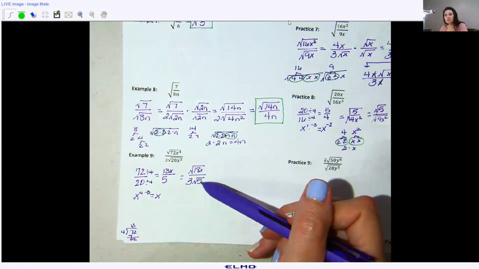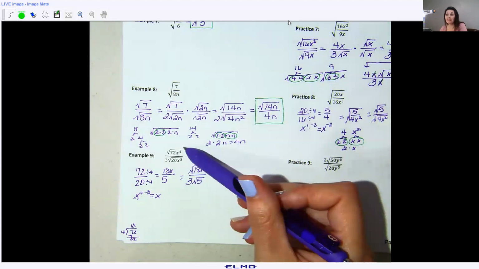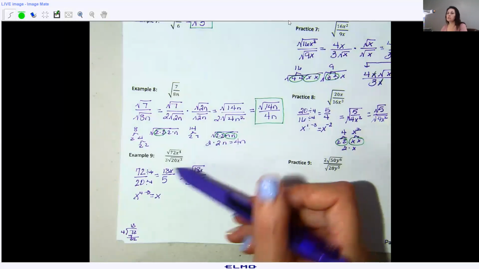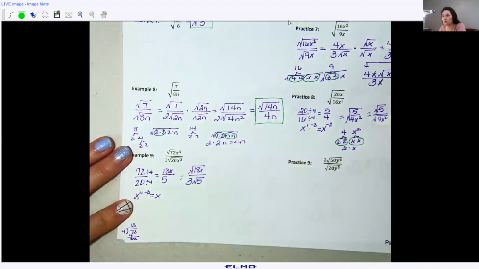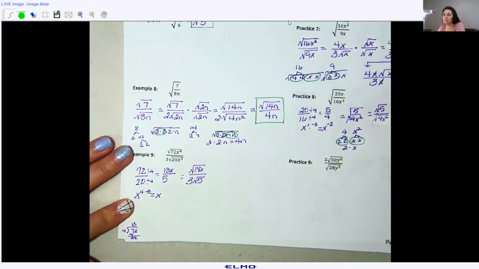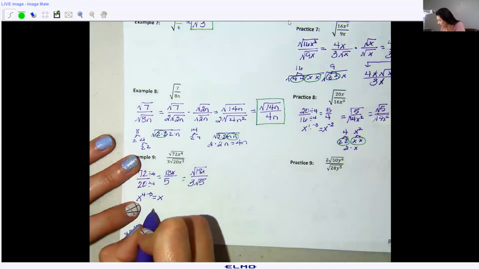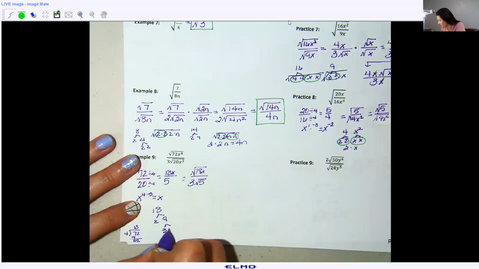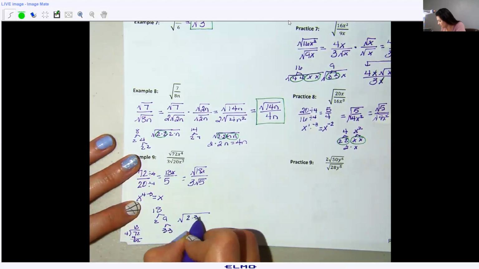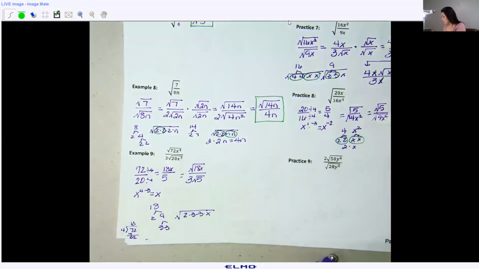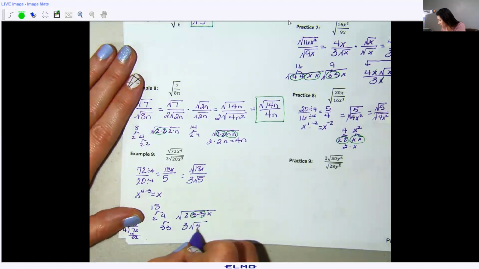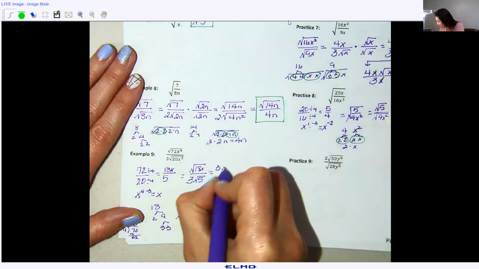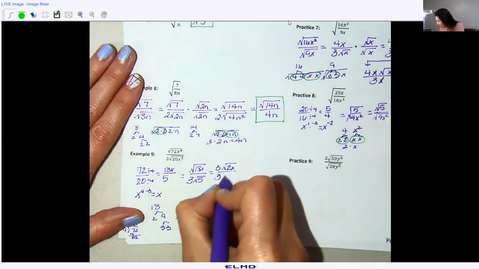It makes it a lot easier to rationalize the denominator after you've simplified, because otherwise we'd be having to multiply 72x to the 4th times 20x to the 3rd. That would give us way too large of a number. As it stands right now, we only have to multiply by the square root of 5. But before I do that, I do want to factor out my 18x. So 18 gives us 2, 9, and 3, 3. So I end up with 2 times 3 times 3 times x. And I can factor out a 3. So I end up with 3 square root of 2x over 3 square root of 5.